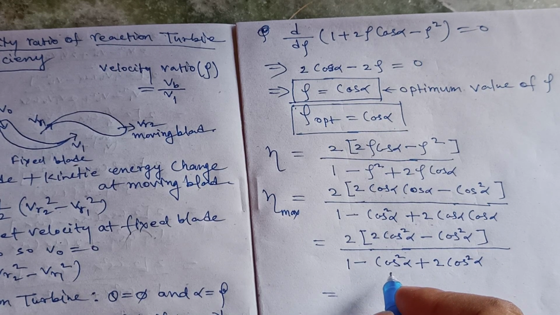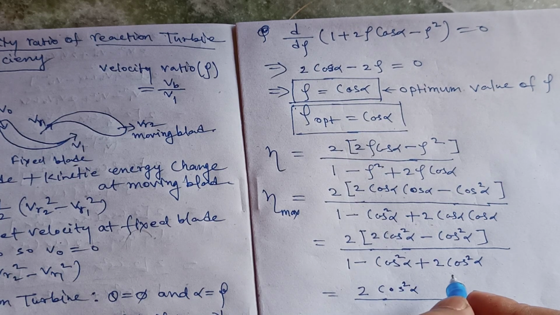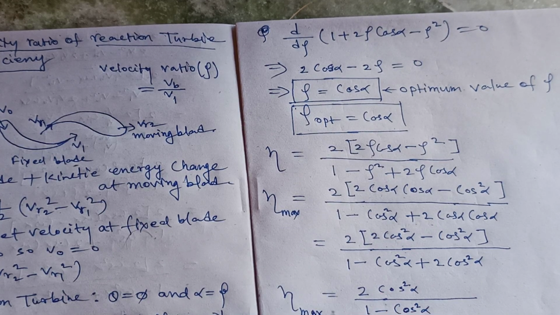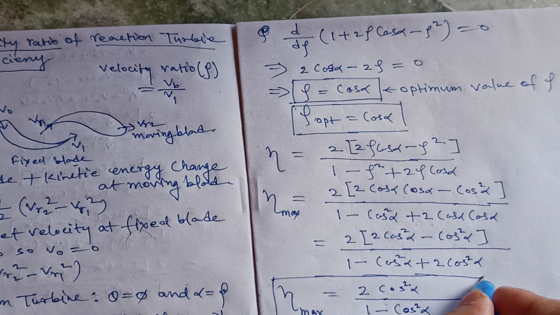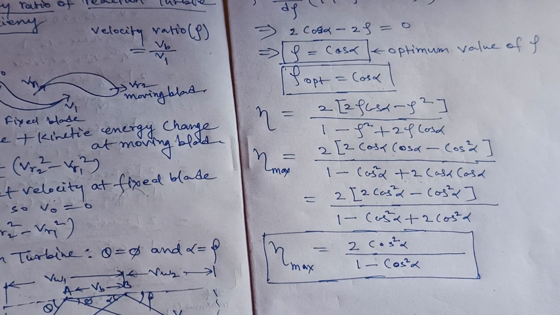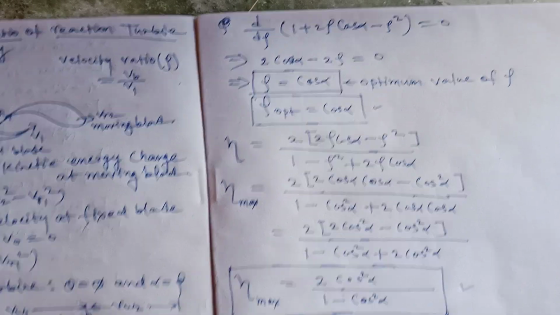Now this value comes to 2 cos square alpha by 1 minus cos square alpha. This is the maximum efficiency. So this is the maximum efficiency for the reaction turbine, and this is the optimum value for the reaction turbine. Okay.